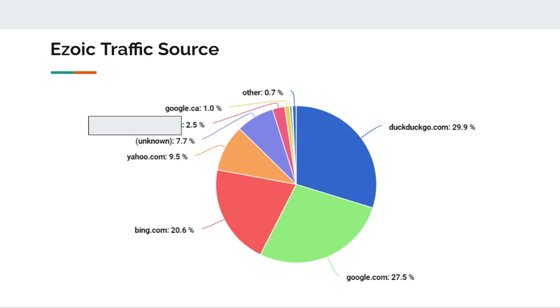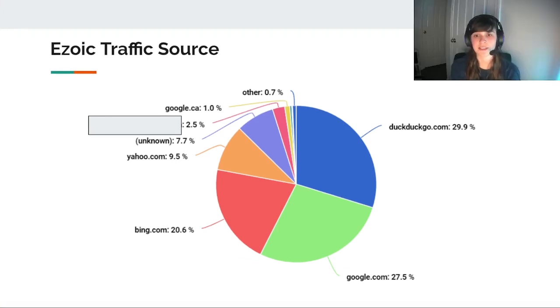So my Ezoic traffic sources have, in prior months, come from DuckDuckGo and Bing, and now we can see that Google's having a huge part of traffic, bringing over a quarter of the traffic, which is great because Google's known to give really good earnings through ads compared especially to DuckDuckGo. That's been very much underperforming.